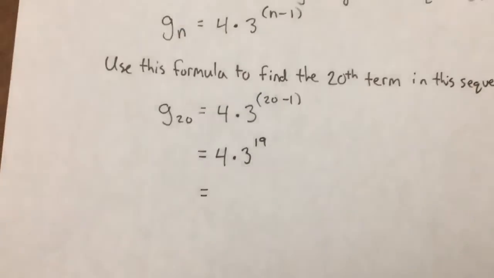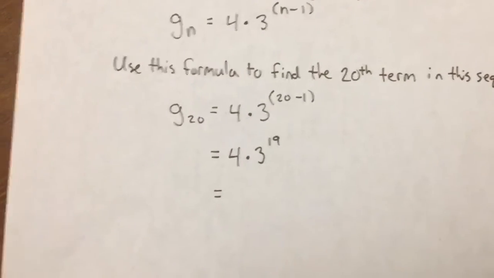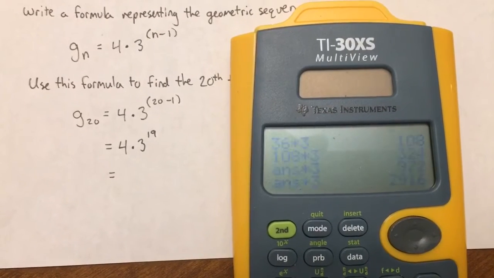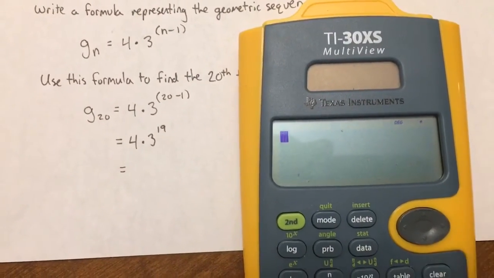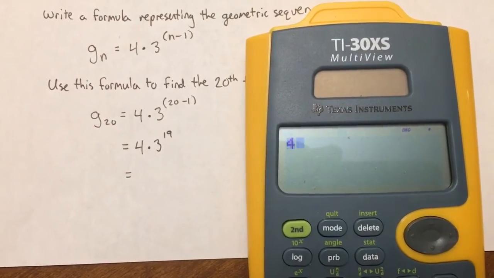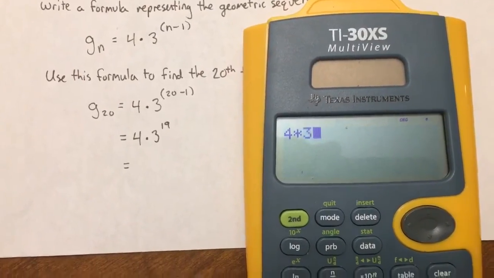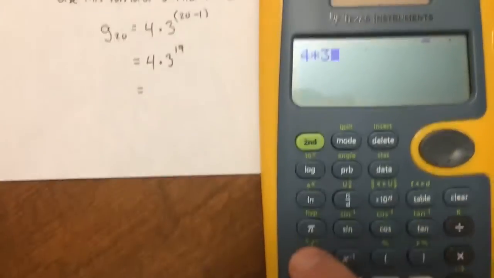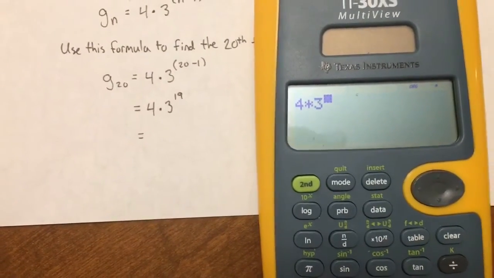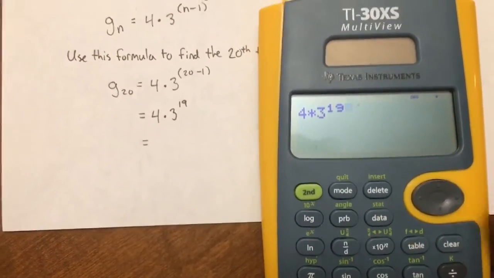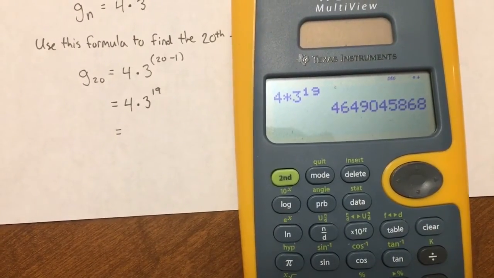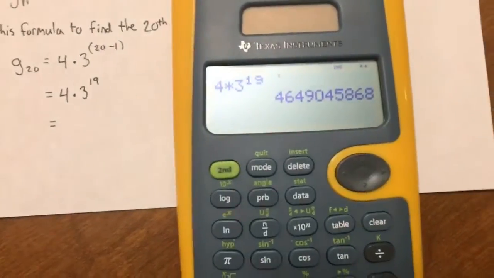As you know, using a calculator is going to be very helpful for us in this situation. All right, let's plug in what we know. So we've got 4 times 3. And if you remember, on most calculators, the exponent button looks like this right here. So we click that and then type in 19. And then when we multiply that out, we see that we end up with a really large number.